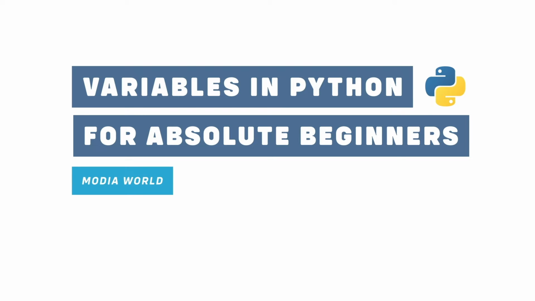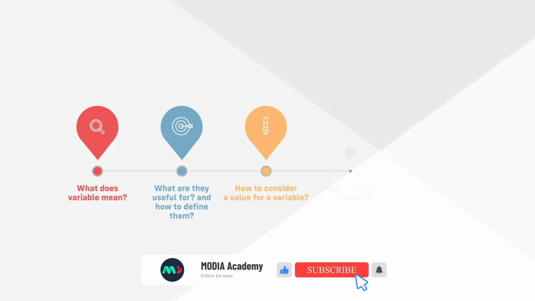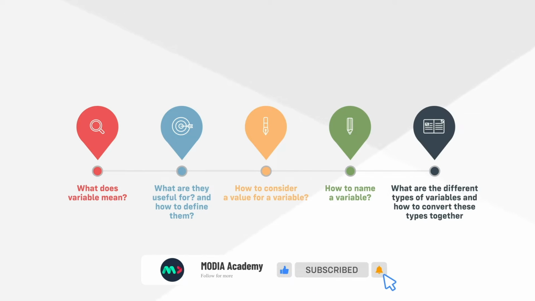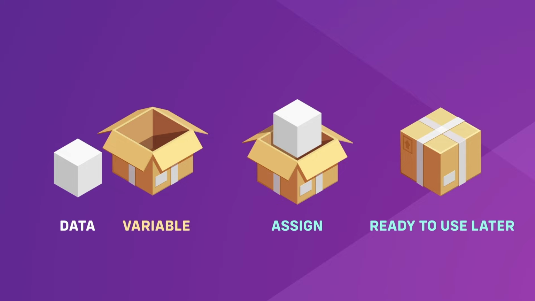In this video, I'm going to talk about variables. At the end of this video, you will learn what a variable means, what they are useful for, how to define them, how to assign a value to a variable, how to name a variable, and how to convert different types of variables together. Alright, look at this picture.